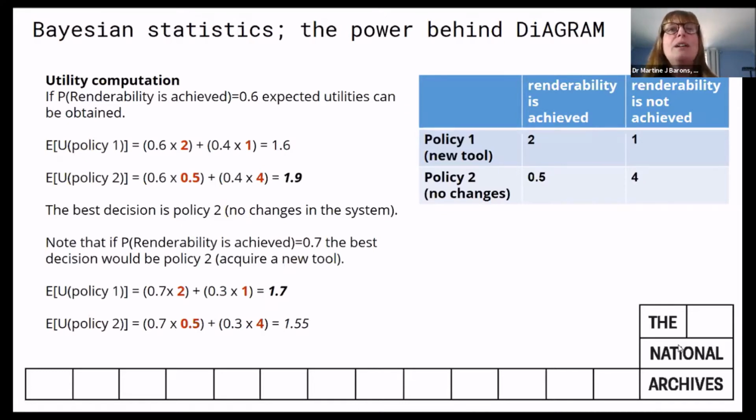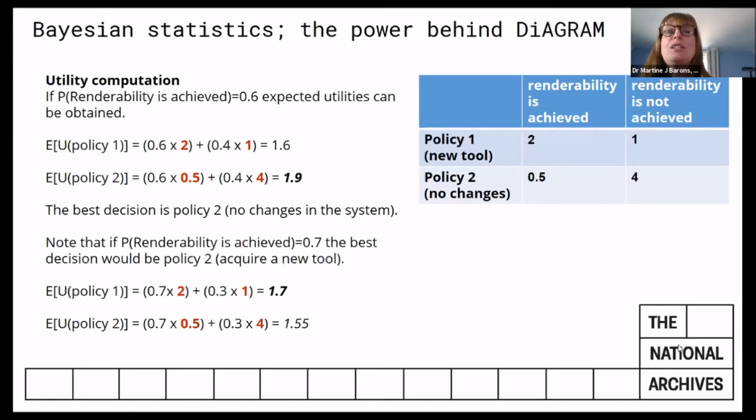And let's see how that works. Well, now we have 0.7 for renderability is achieved and 0.3 for renderability is not achieved. And again, we go through the same calculation. 0.7 multiplied by the utility of renderability is achieved is 2. And then 0.3 times the renderability is not achieved 1 for policy 1, we get 1.7.